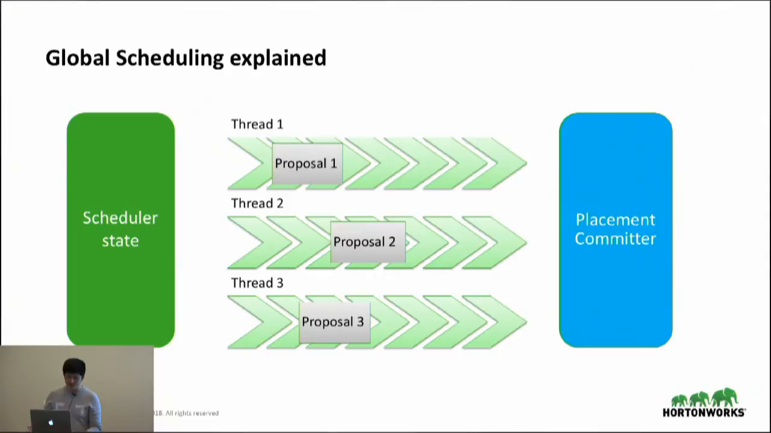After all these threads have their proposals, they will send them back to the placement committer, and the committer will aggregate all these proposals and submit the allocation at once.